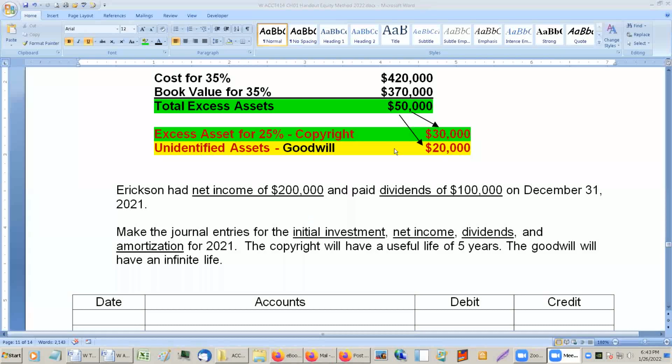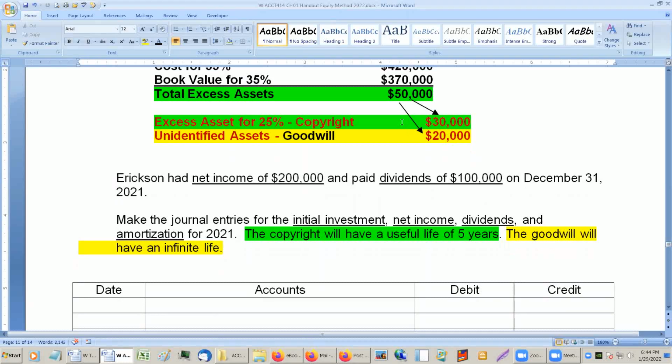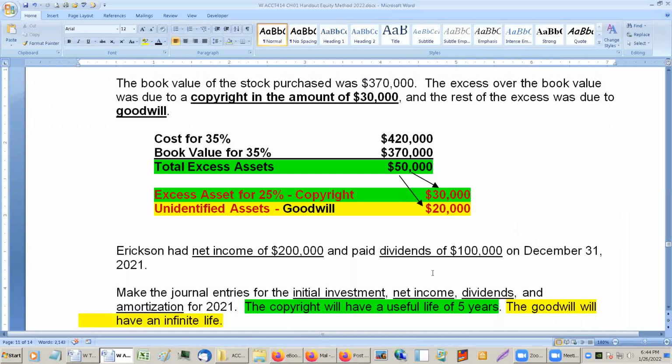Oh, by the way, I put that on the test as an extra credit point. Three extra credit points. So if you want to, take a crack at it. Now, truthfully, because it doesn't get amortized, here's the copyright. Let me use the life of 5 years. The goodwill has an infinite life, so it doesn't get written off. So we really don't do anything with it, at least for chapter one. But this copyright will be written off over 5 years. Let's see if you can figure out this one.